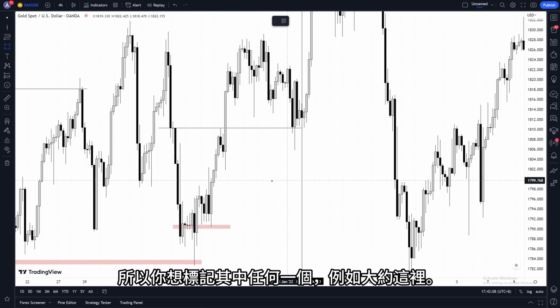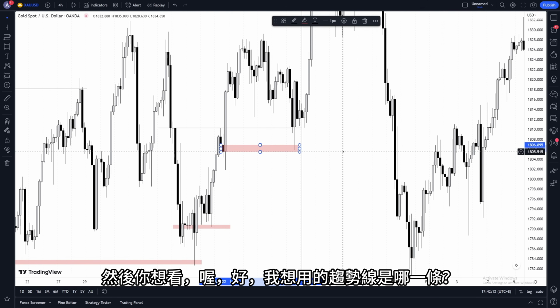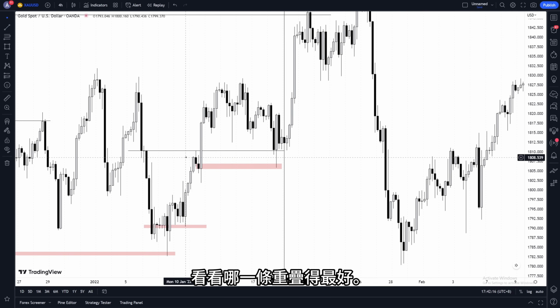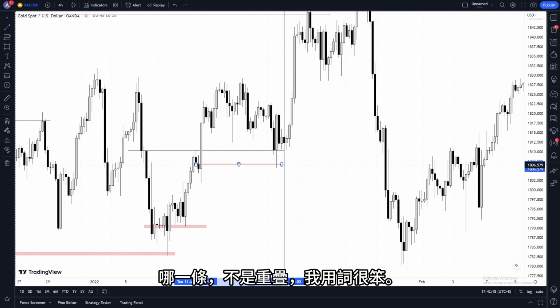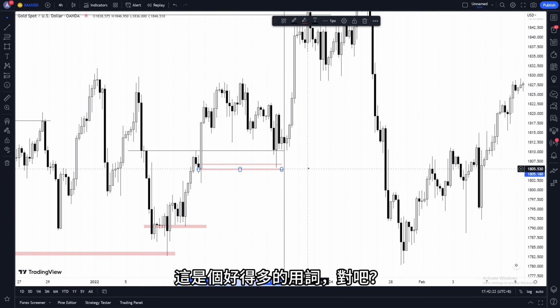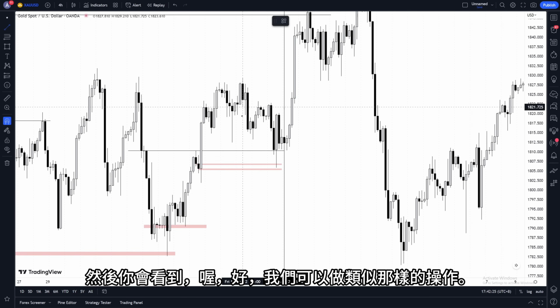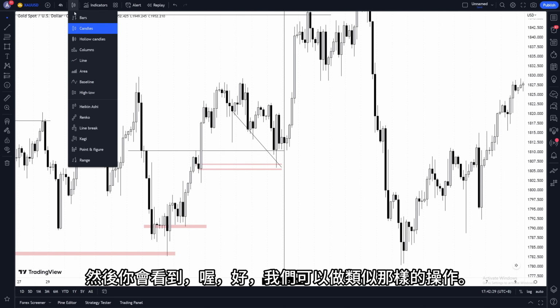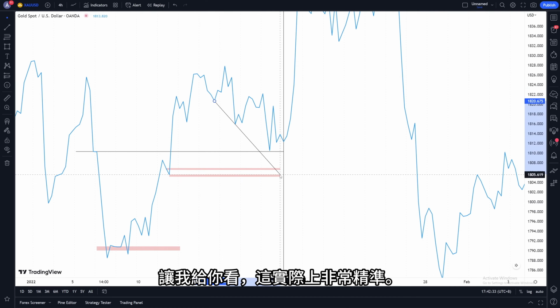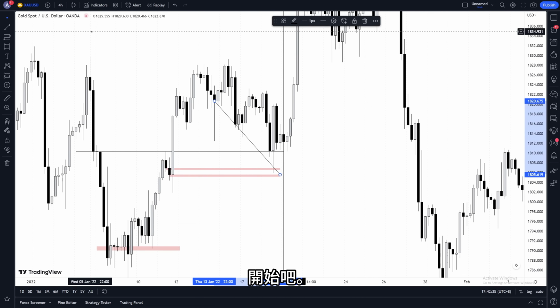So you would want to mark any one of these guys, for example, right about here. And then you want to see, oh, okay, what's the trend line that I want to use? See which one aligns best. That's a much better word to use, right? And then you'd see, oh, okay, we can take something like that. Boom. Right? Okay, let me not cheat you guys. Let me show you it's actually on the point. There we go.